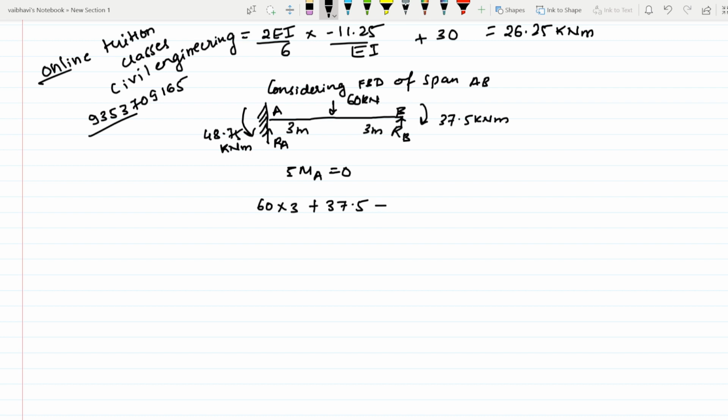So minus RB, the distance of RB from A is 3 plus 3, 6. Minus 6 RB, and this is also anti-clockwise, minus 48.75 equal to 0. Therefore, on simplification, RB equal to 28.125 kilonewton. Why we are doing all this is just to draw the shear force diagram. Once we get all these reactions, we can draw the SFD. So we are doing this.